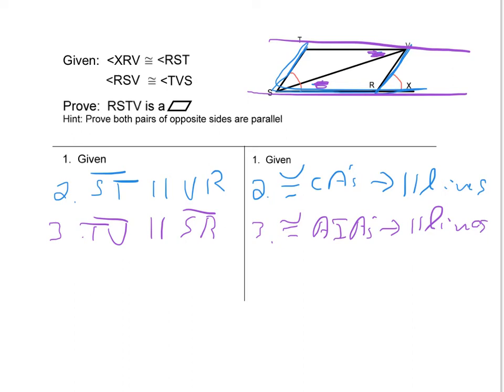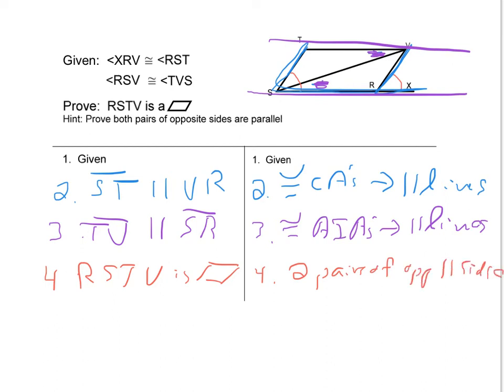I can now write in step 4 that RSTV is a parallelogram, and the reason is two pairs of parallel sides yield a parallelogram. I'm sorry my writing's so bad. I'm still working on this iPad thing.